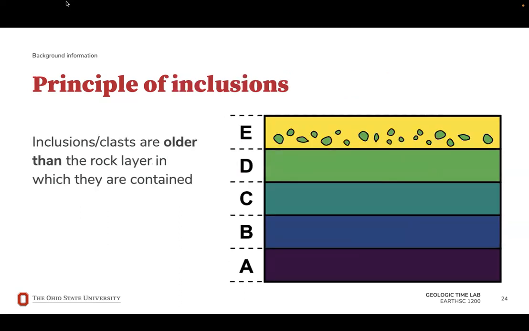The principle of inclusions posits that inclusions or clasts incorporated into a rock unit are older than the layer that contains them. This is because the inclusions or clasts must have existed before they could be incorporated into the younger layer.